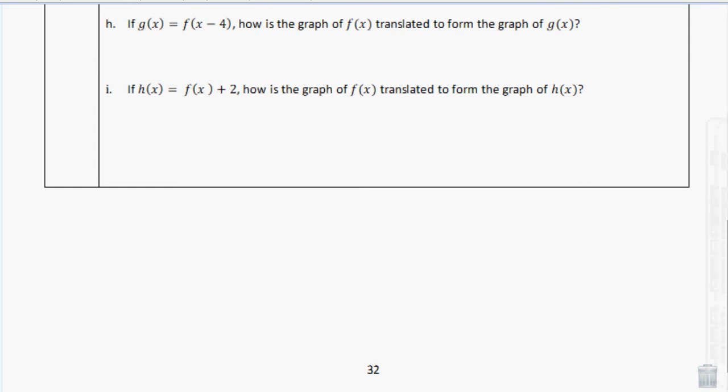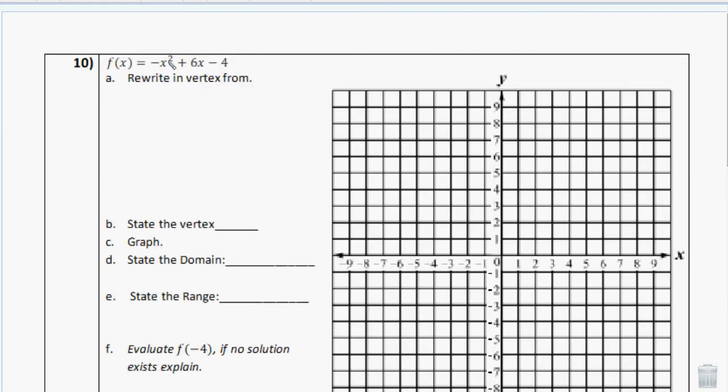Next page. Again, rewrite in vertex form, so I like to underline this. I see that I have to undistribute a negative, or really a -1. So I'm left with x squared minus 6x, leave a gap, and then I take half of that negative 6, which is a negative 3.